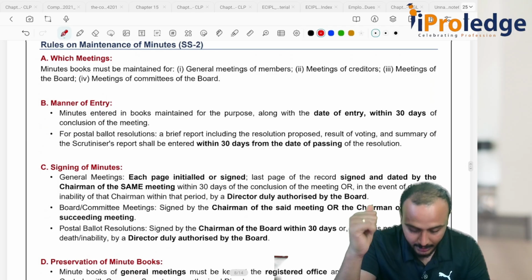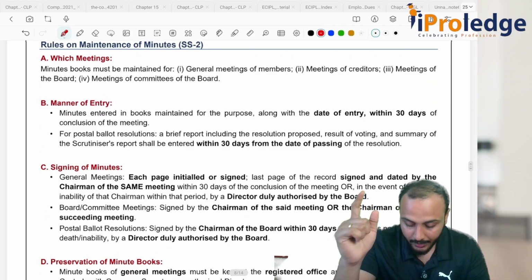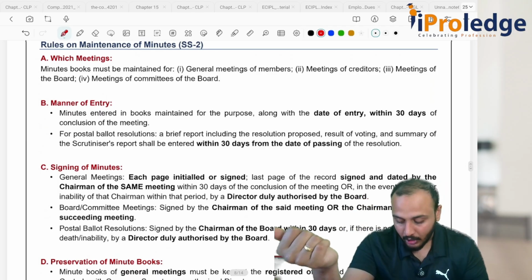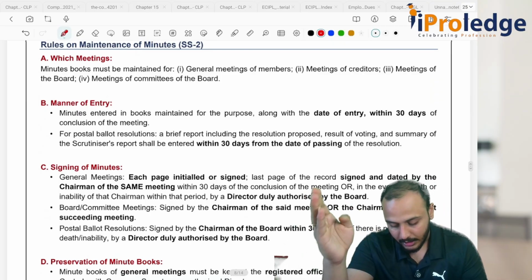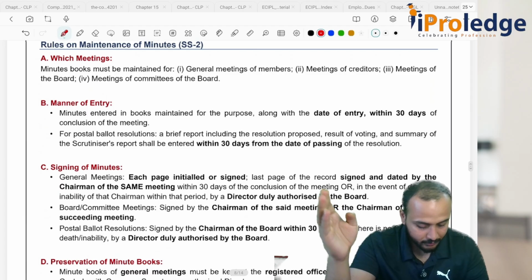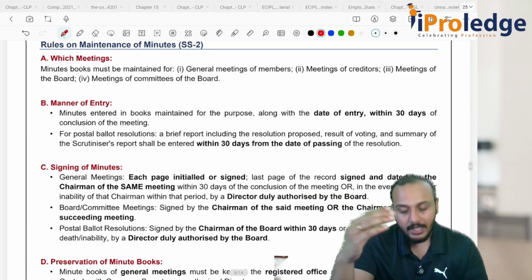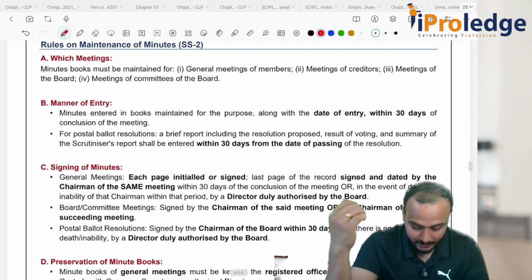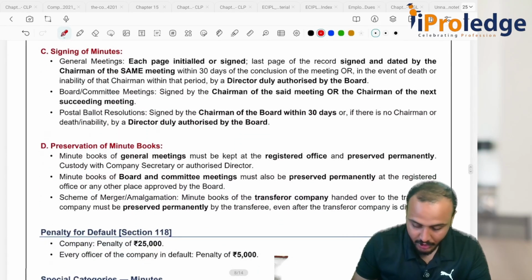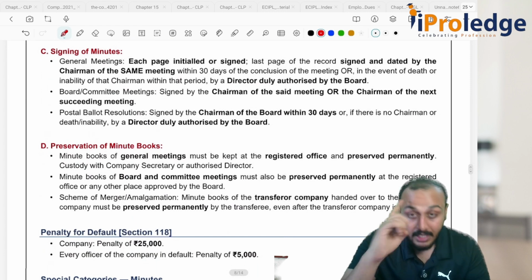Okay. Then signing of minutes. Each page shall be initialed or signed. Then the last page of the record signed and dated by the chairman of the same meeting within 30 days of the conclusion of the meeting, or in the event of the death of the chairman, then the director who is duly authorized by the board of directors to sign. Then preservation, it shall be preserved permanently.